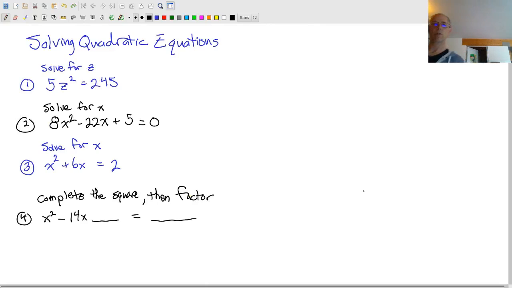Solving quadratic equations. So we have a few different quadratic equations here. We're going to approach these with the quadratic formula and completing the square instead of factoring. Factoring works sometimes and it doesn't work others. On some of these factoring will work and on others it won't work. So for the first one here, I want to solve for z with 5z squared equals 245.